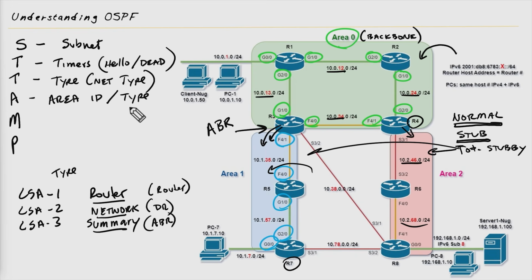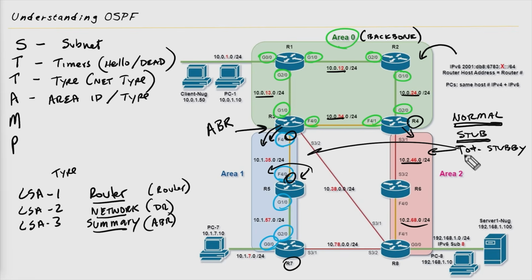So why the big discussion, Keith, regarding types? Well, the answer is that type has to match. If this interface here thinks it's a normal area, and this interface here thinks it's a totally stubby area, that will prevent them from neighboring up. So that's why the area ID, for example, area 1, has to match, and the type. In this example, just a stub area or a normal area, whatever we set up, it has to match between those two interfaces on that common segment.